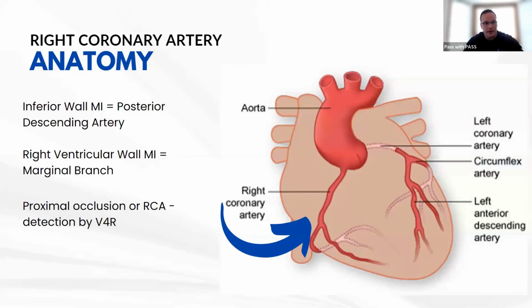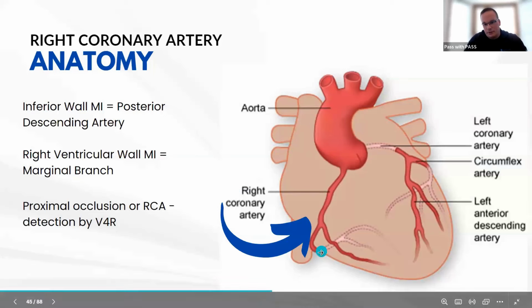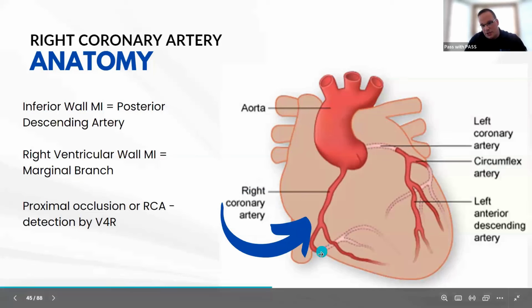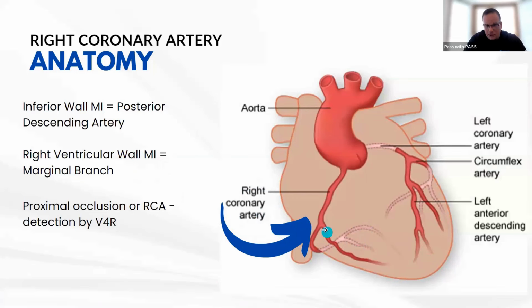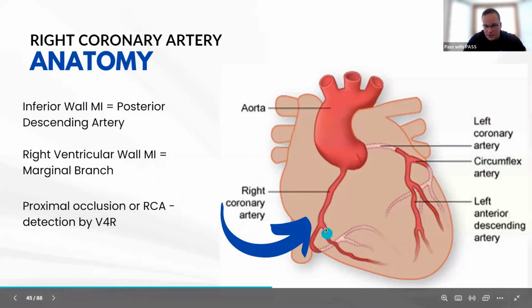Right coronary artery anatomy. So again, the inferior wall MI. That is an occlusion of the posterior descending artery. So again, this artery that's shaded a different color, that's wrapping around the back of the right side of the heart here, that is supplying the inferior wall of my left ventricle. A right ventricular wall MI would be an occlusion of this marginal branch that we can see here on the front of my right ventricle.